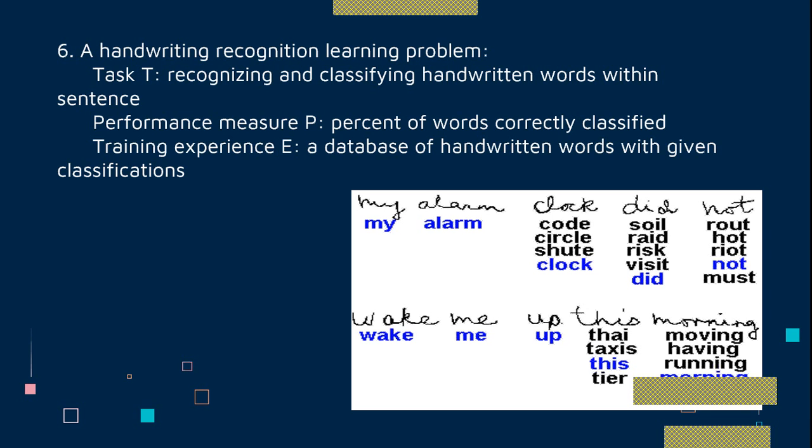Because that computer is recognized, this word is like this. And this is like this. THI or TAXI, THIS, TIRE. Okay.